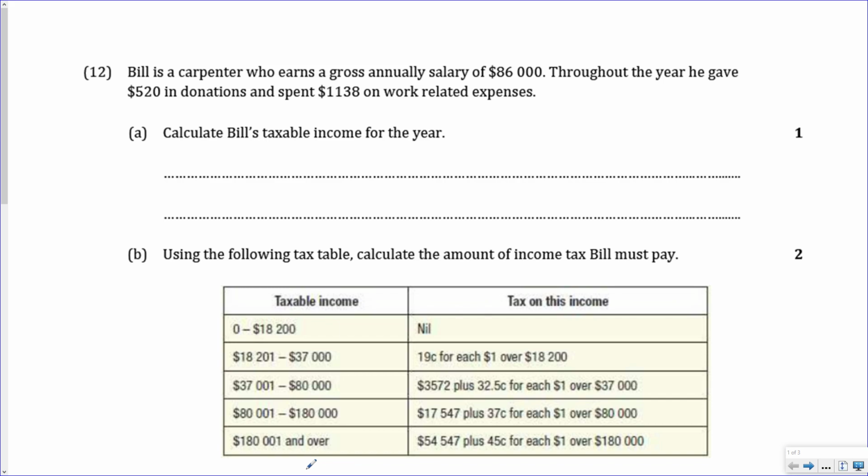So in this first question, we see that Bill is a carpenter who earns a gross annual salary of $86,000. Throughout the year, he gave $520 in donations and spent $1,138 in work-related expenses. So what we want to do first is identify our key pieces of information. So we need to realize that this is gross annual salary, and then we also have $520 in donations and that much in work-related expenses. Basically, that's what this question boils down to, and so what we want to do first is calculate the taxable income for the year. So to calculate taxable income, we're getting that person's gross annual salary.